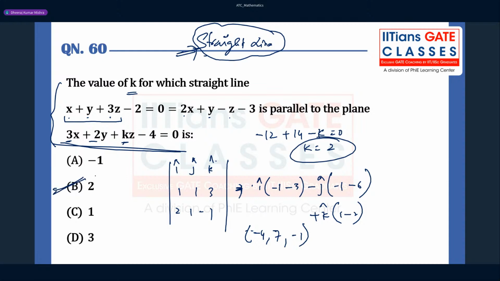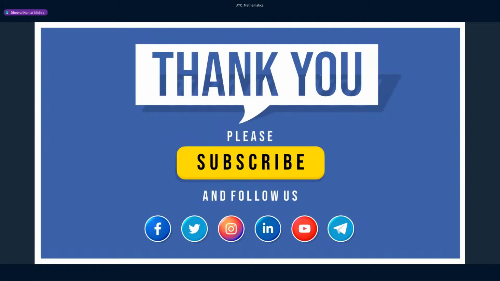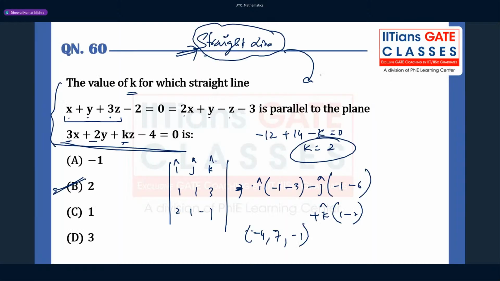Yeah, we got the answer, right? So this is the method. If you do not know the concept, then you can't solve in this manner, the way I did, how fast. So I think this is the last question of the day. This was the last question.